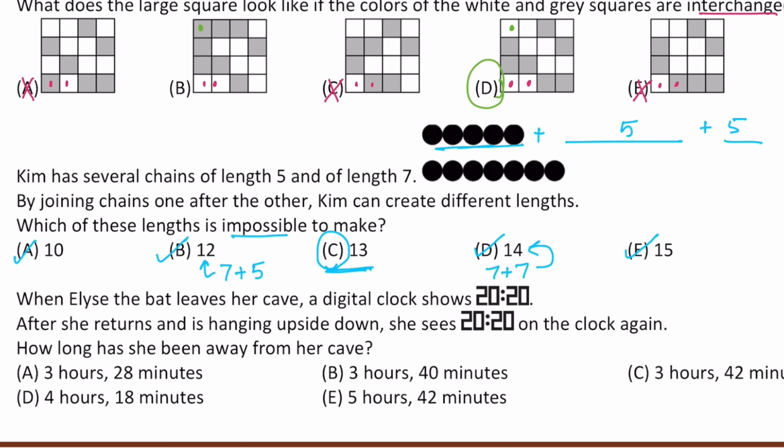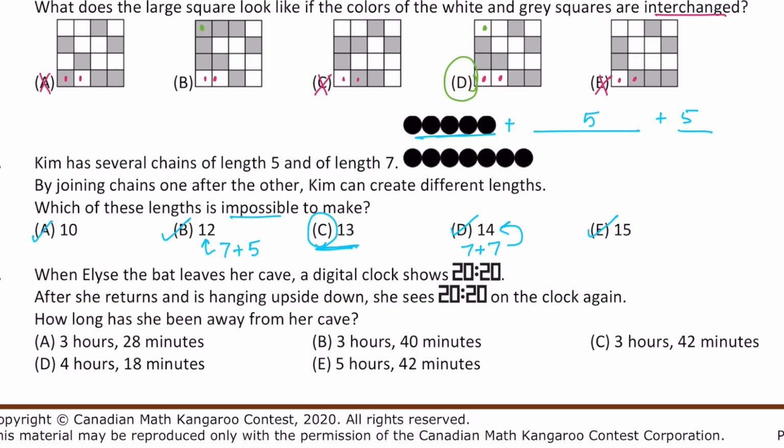If you know what multiples are, or the skip counting of 5, you will be able to figure out, okay, it's 5, 10, 15. Those chains can be made. 7, 14, 21. Those chains can be made. And then say, okay, these are possible.